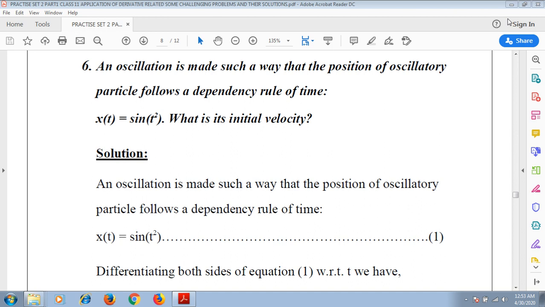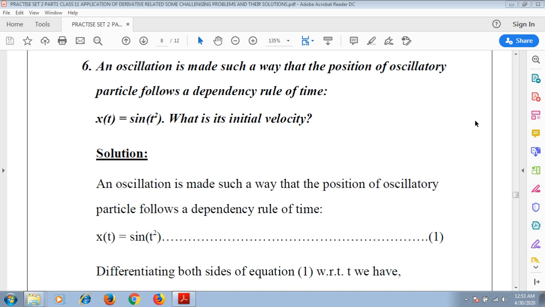First question. An oscillation is made in such a way that the position of the oscillatory particle follows the dependency rule of time x(t) equals sin t square. What is its initial velocity? It has been given, right? And we have numbered this equation as 1.